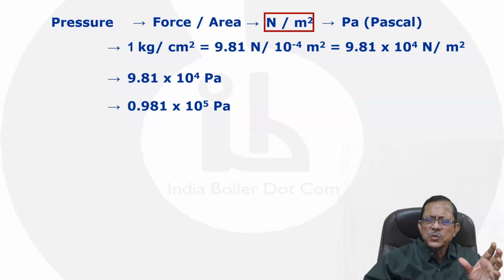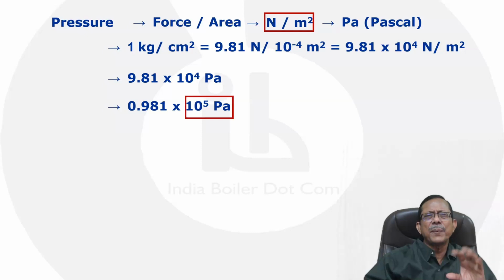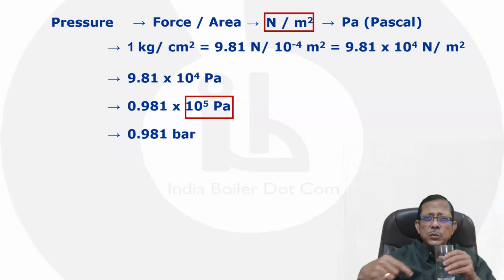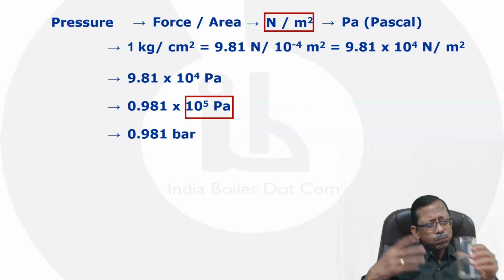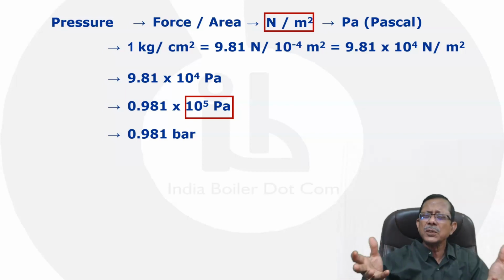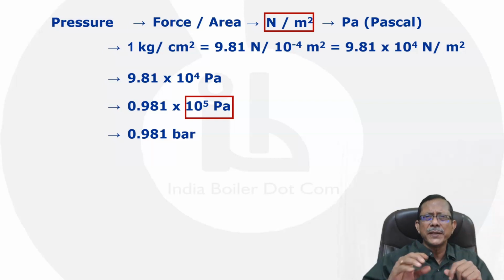Why did I make it 10 raised to 5 Pascal? Because 10 raised to 5 Pascal is bar, right? So 1 kg per centimeter square becomes 0.981 bar. Now this is one of the most used conversions in BOE questions. More often than not, you are going to use this conversion. Pressure would be asked in kg per centimeter square, you need to convert it into bar. So you just multiply it by 0.981, you get bar, right?